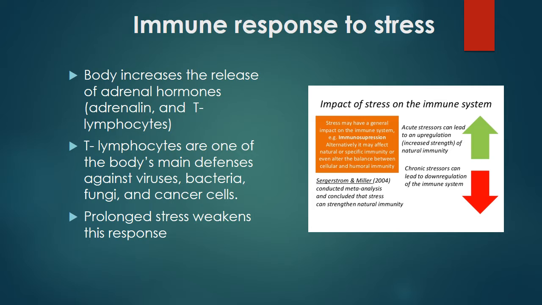So let's first look at the immune system's response to stress. When stress occurs, the body proceeds to increase the release of adrenal hormones, such as adrenaline, and the production of T lymphocytes. T lymphocytes are important because they are one of the main body defenses against viruses, bacteria, fungi, and cancer cells. Prolonged stress weakens this response and the T lymphocytes become suppressed. Prolonged stress weakens the immune system as a whole and will also cause delayed healing of wounds and increased susceptibility to other disease and health-related issues.